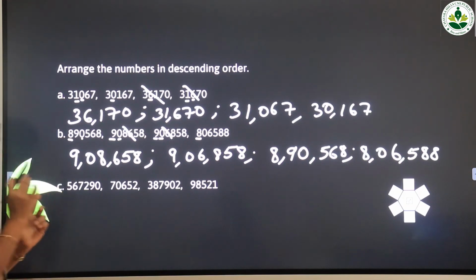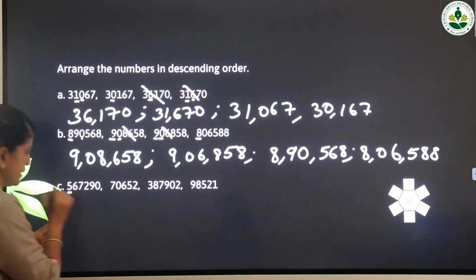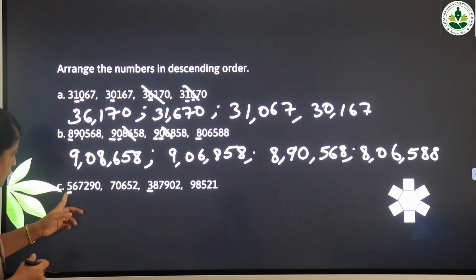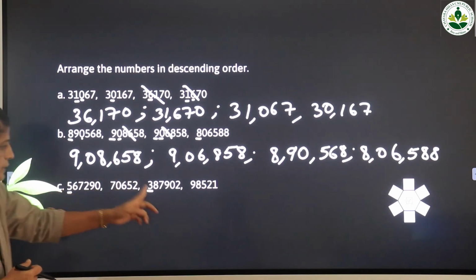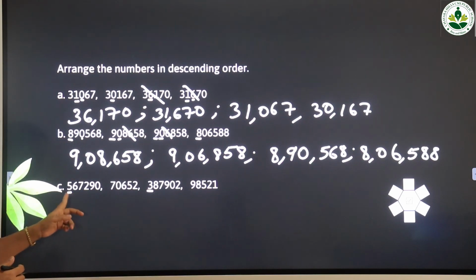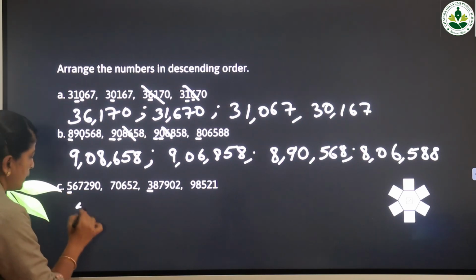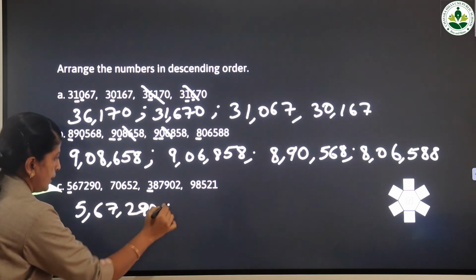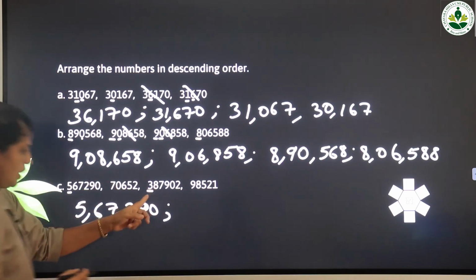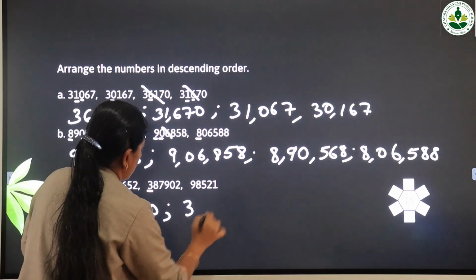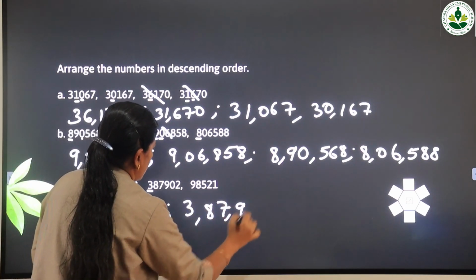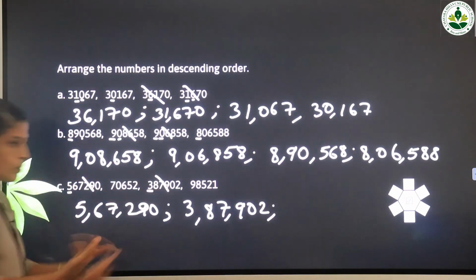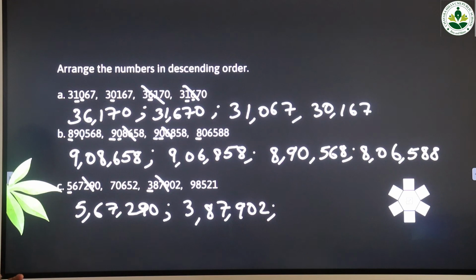Okay. Then to compare that, find out the first digit from the left place. That is 5 in the first number and 3 in the third number. Therefore, 5 will be bigger now. Therefore, write down that first. 5,67,290. Then the next number is 3,87,902. Okay, we have written these two numbers. Cross out that.